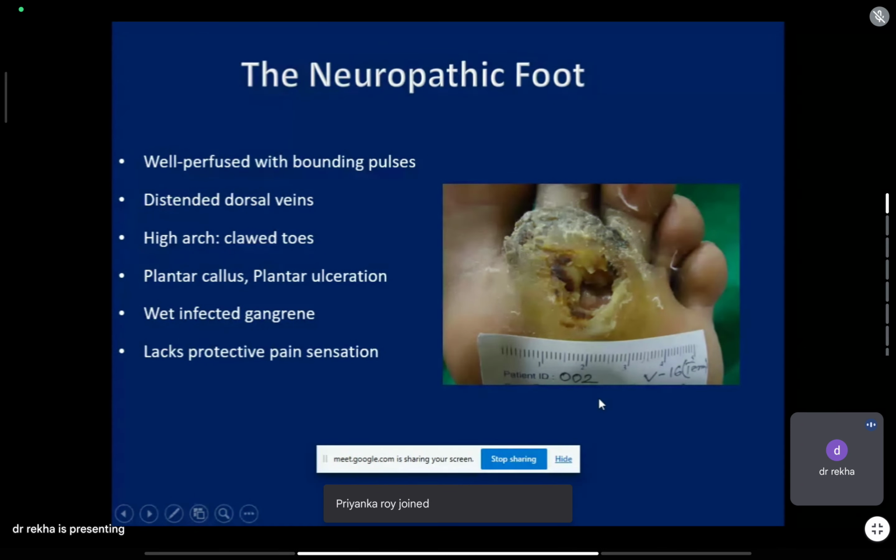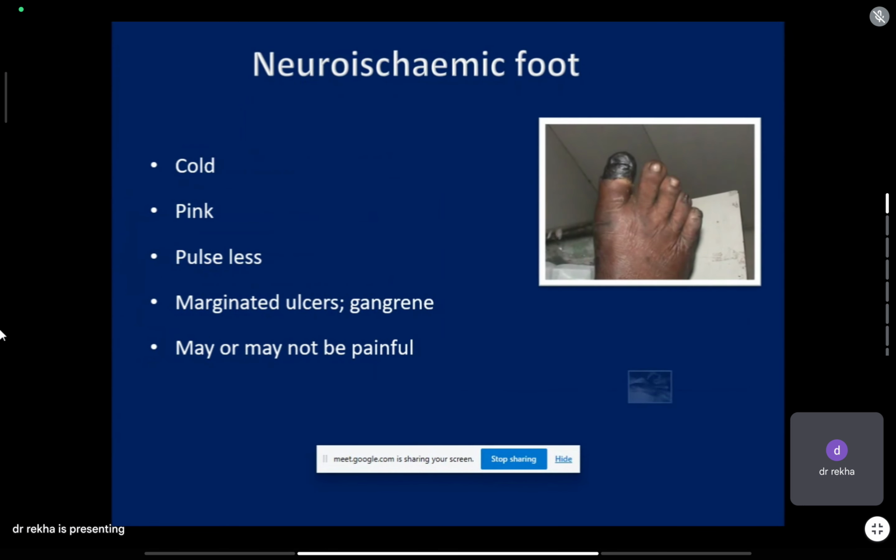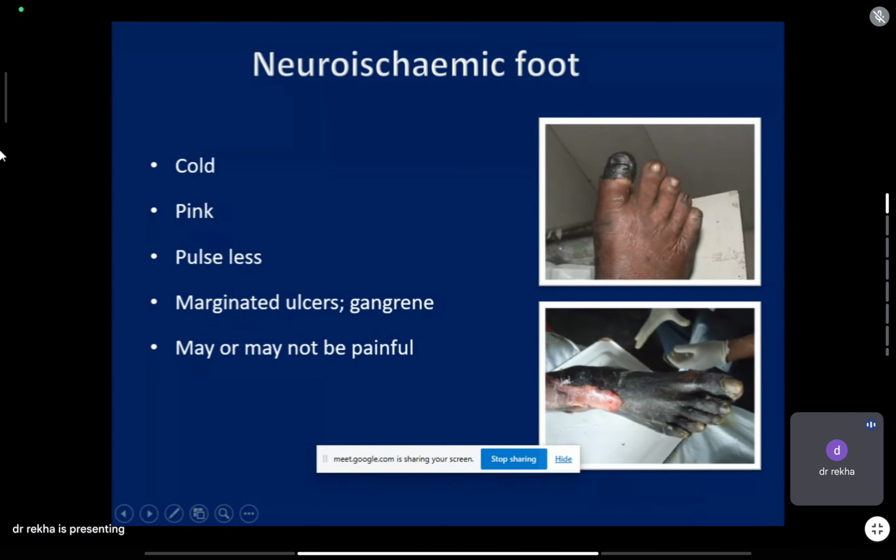So there is a loss of protective sensation, and if we check the pulses, there is a well perfused and bounding pulse. So this is the neuroischemic or ischemic foot.